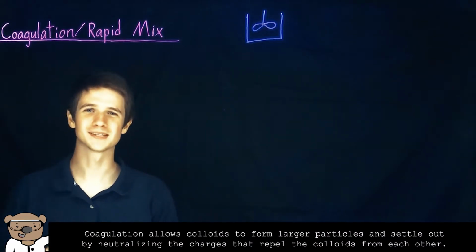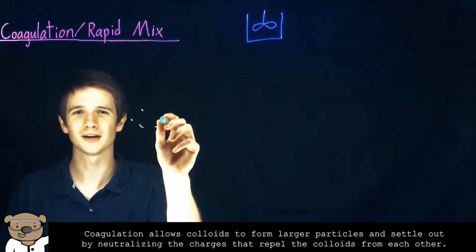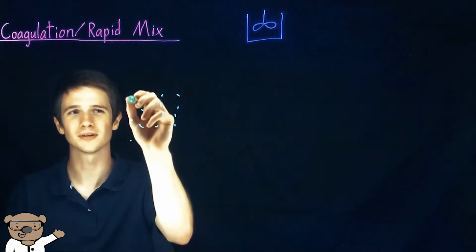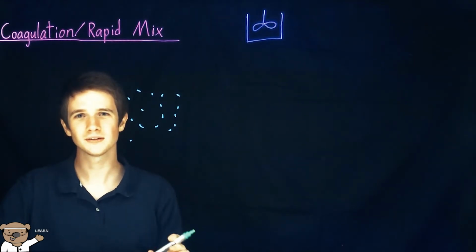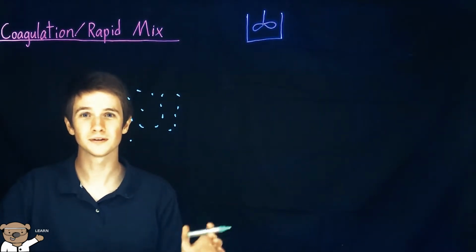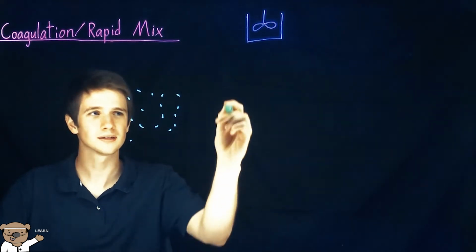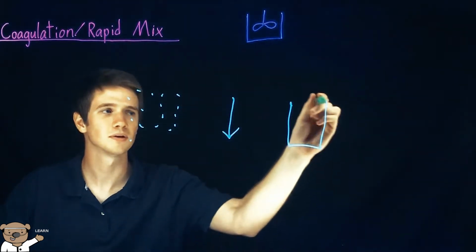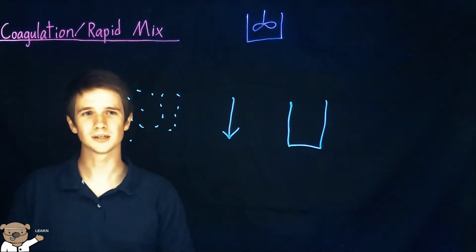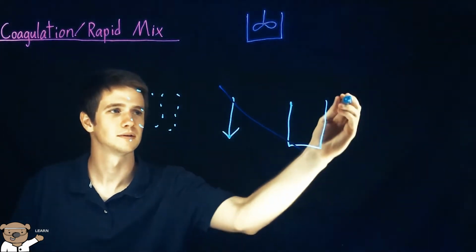Coagulation, or rapid mix as it is often called, is a process in which tiny particles are made easier to remove from the drinking water. These tiny particles are so small that they don't settle out of the water or filtrate very easily. Letting them settle out would take forever, and filtrating them would also be too hard because they're just too small.